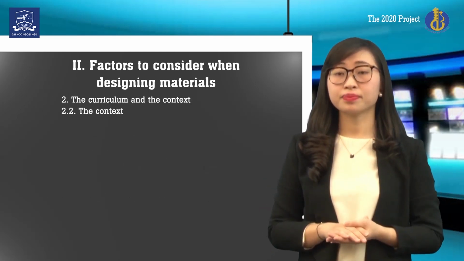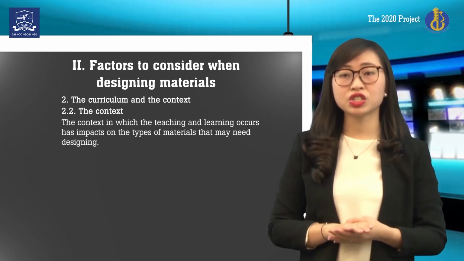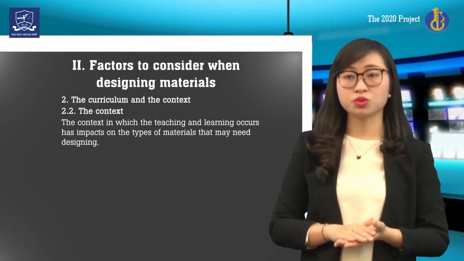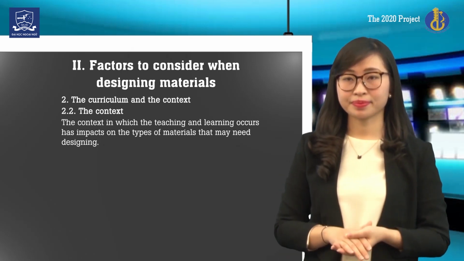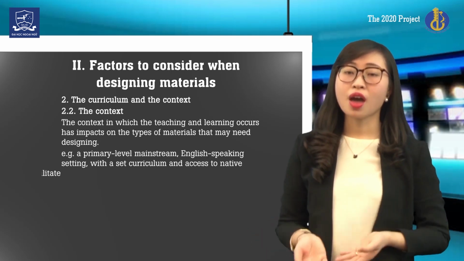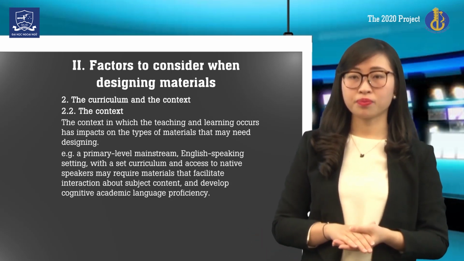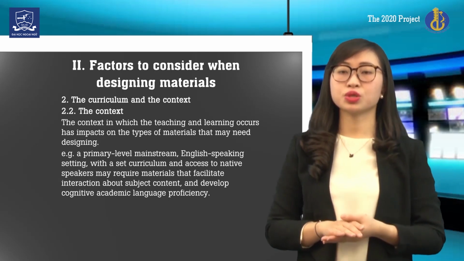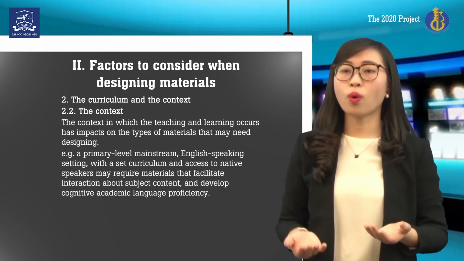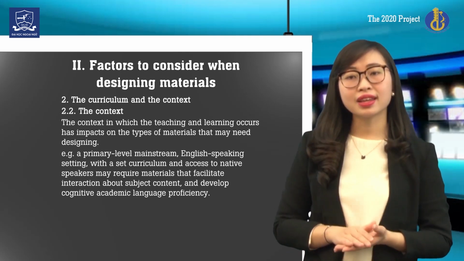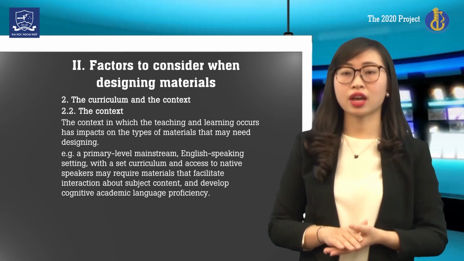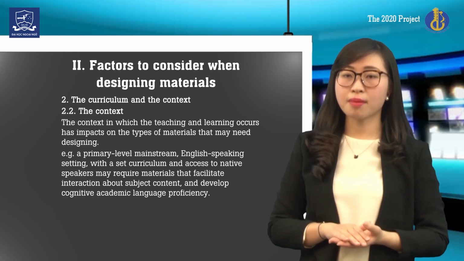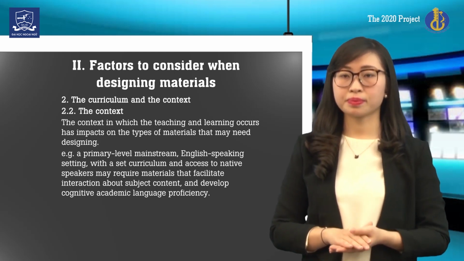Regarding the context, the setting in which the teaching and learning occurs has impacts on the types of materials that may need designing. For example, a primary level mainstream English-speaking setting with a set curriculum and access to native speakers may require materials that facilitate interaction about subject content and develop cognitive academic language proficiency.